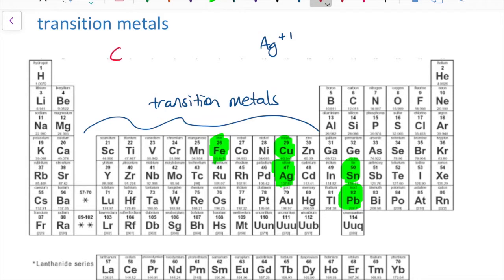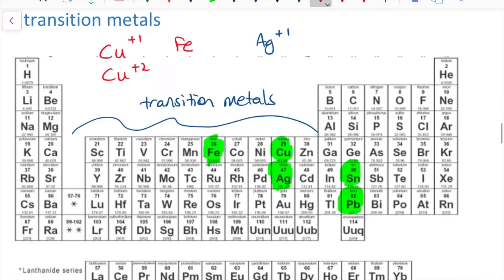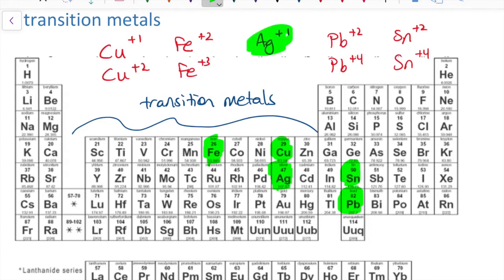All right, so copper can be +1 or copper can be +2. Iron can be +2 or iron can be +3. Lead can be +2 or lead can be +4. And tin can be +2 or tin can be +4. So those are the common multivalent ions. And then we threw in silver. Even though it's not multivalent, it's important to understand that it's got a +1 charge. Those are the most common ones.